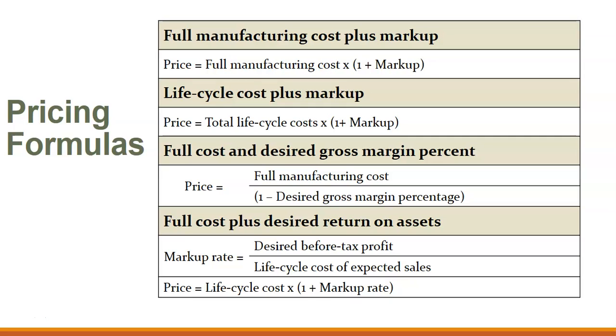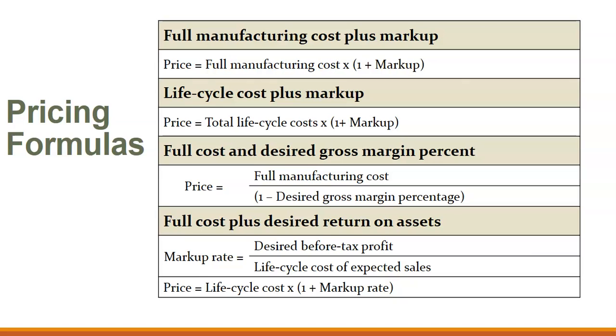So full manufacturing cost plus markup is the cost times 1 plus our markup. So if we say we have a 25% markup or a 30% markup. Life cycle cost is those total life cycle costs then times 1 plus the markup. If we're going for desired gross margin percent, so we say we want our gross margin to be 25% or we want our gross margin to be 10%, then we're going to divide the full manufacturing cost by 1 minus the desired gross margin percentage.